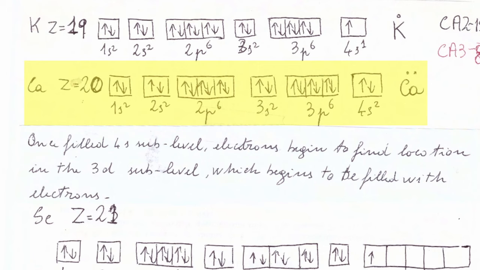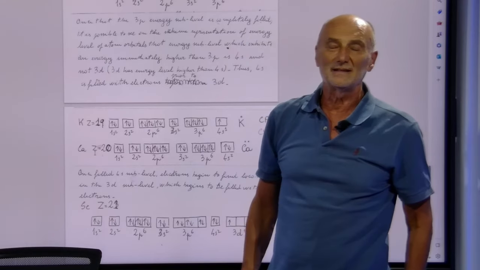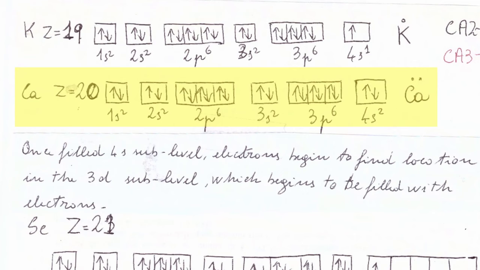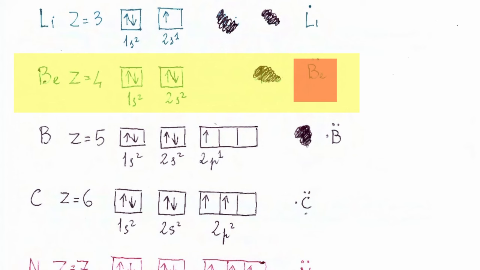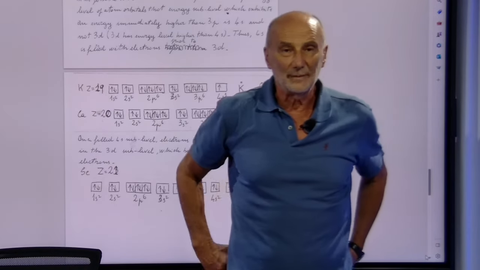Then, after potassium, we have calcium. Calcium has Z equal to 20. So the 19th and the 20th electrons are located in the 4s orbital. So, we have that calcium has two electrons in its outer shell. Calcium exhibits a physical and a chemical behavior which is similar to that of magnesium, which has two electrons in its outer shell, and beryllium, which has two electrons in its outer shell. This is not the case, okay?